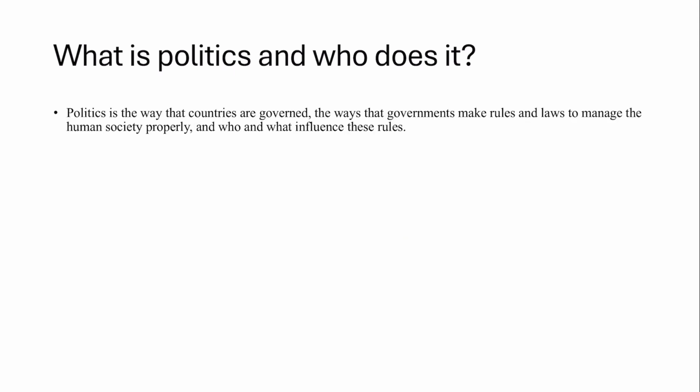Politics is the way that countries are governed, the way that governments make rules and laws to manage human society properly, and who and what influence these rules. So it's essentially about who has power, how they use it, and what impacts these uses have on our world.